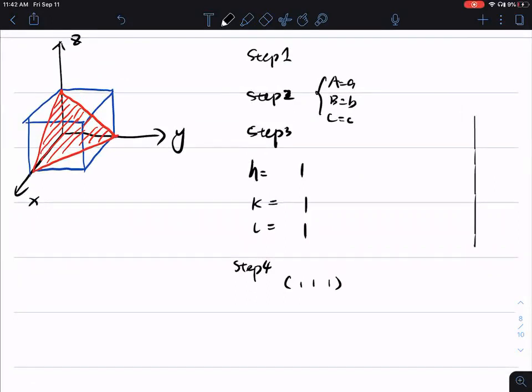Okay, plane (111). Let's write it down. It's very important for specific crystal structures. For metals, we learn 3 different crystal structures: FCC, BCC, and HCP. So this direction, 111, is very important for FCC.